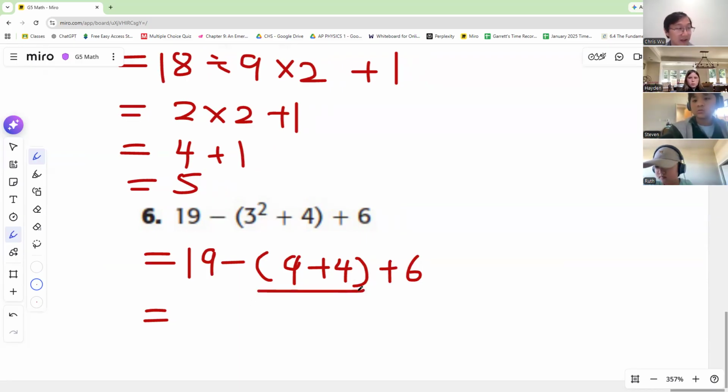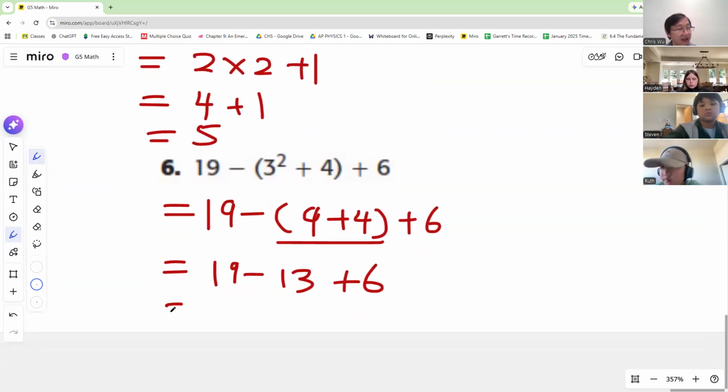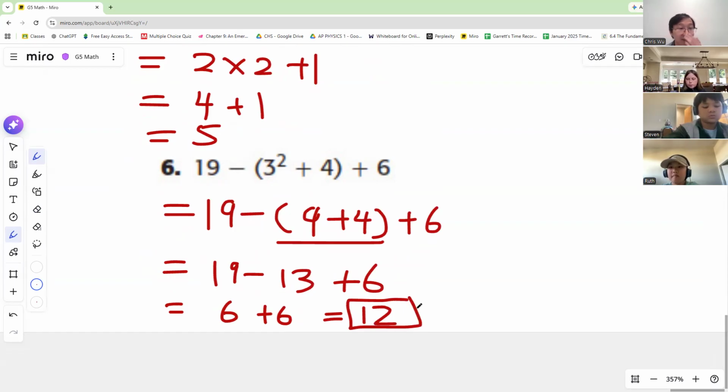We want to do the parentheses, right? So at first, again, PEMDAS, I need to do the parentheses. So I know I need to deal with this first, but inside the parentheses, I need to do the exponent. So therefore, exponent first. So I got that. And now I still need to do parentheses first. So it's 19 minus 9 plus 4, which is 13, and then plus 6, right? And then that's going to be 19 minus 13 is 6, plus 6, I get the final answer 12. Right? Does that make sense? Okay. All right, cool. So that's that.